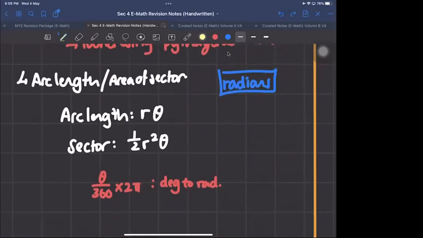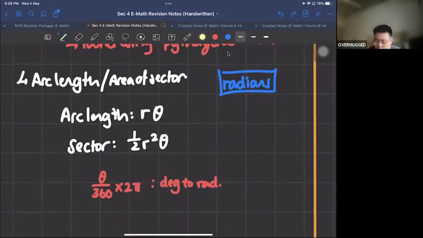This concept here of arc length and area of sector. Now, a lot of students struggle with this. I do not understand why, because personally, I don't think this is difficult. Just remember that your calculations are always in radians. So for example, if you are doing a computation, every single angle that you use in the calculation must be in radians. So if something is 60 degrees, please go and convert it into radians.